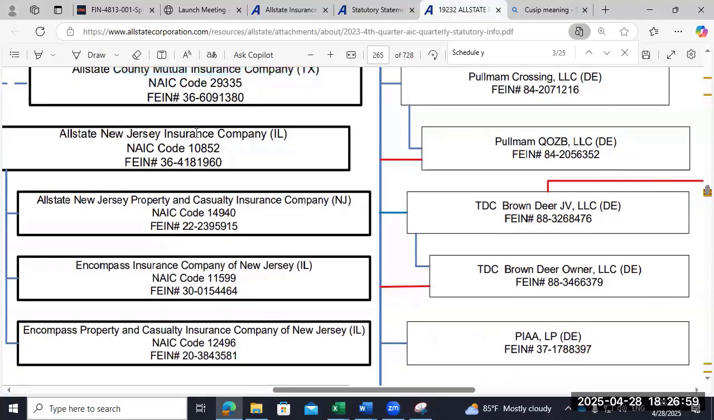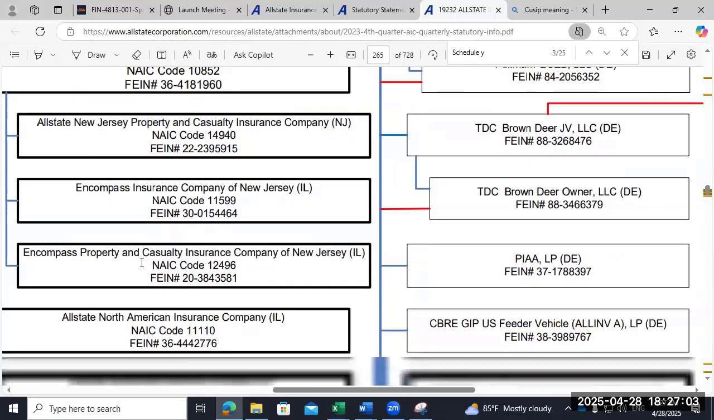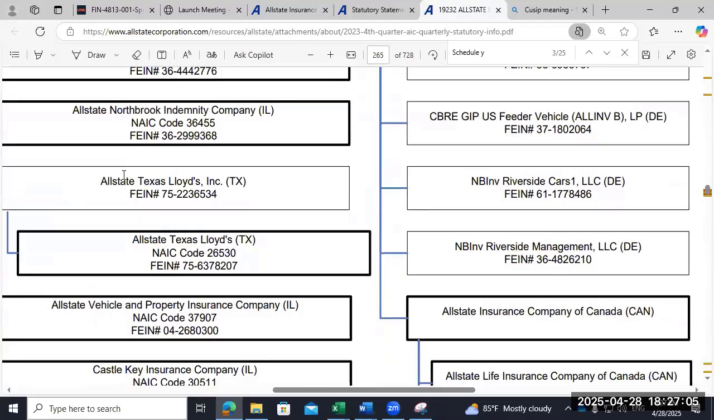Here's a New Jersey company, another New Jersey company, a lot of New Jersey companies, there's a Texas Lloyd's, another Texas Lloyd's. I mean, look at this. Here's a Texas Lloyd's that owns another Texas Lloyd's. Why did they do that? Well, what I learned at USAA is anytime there's a problem, the lawyer's first solution is create a new company. So just create a new company.